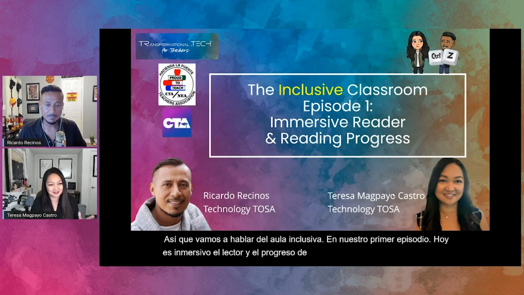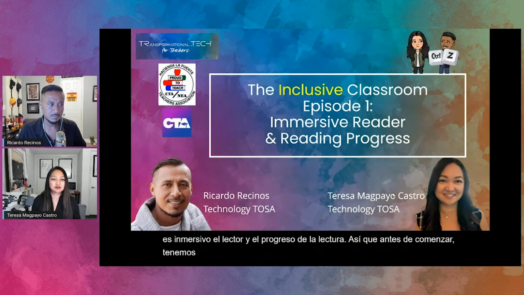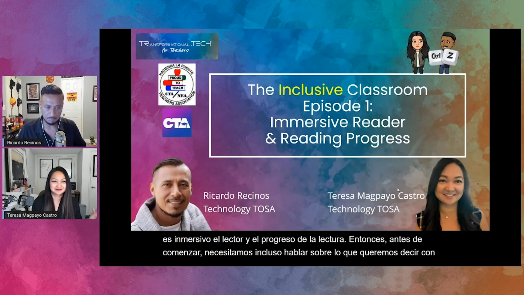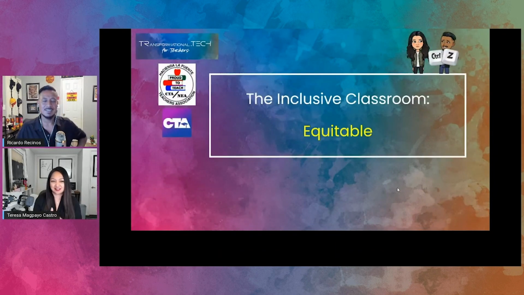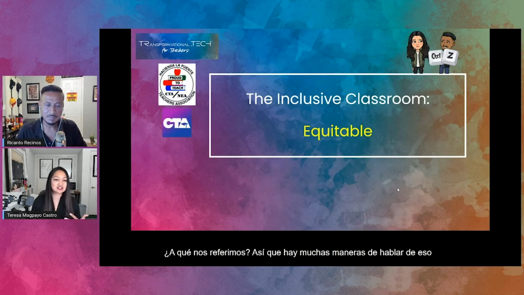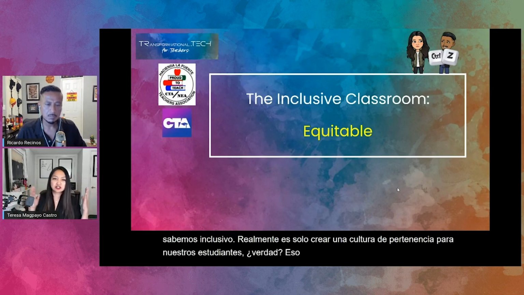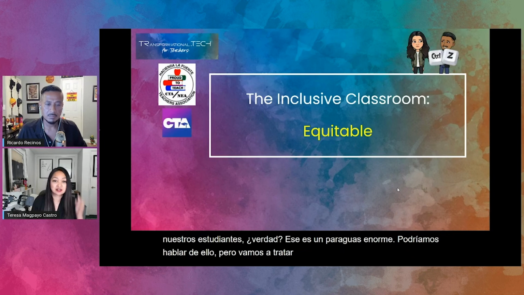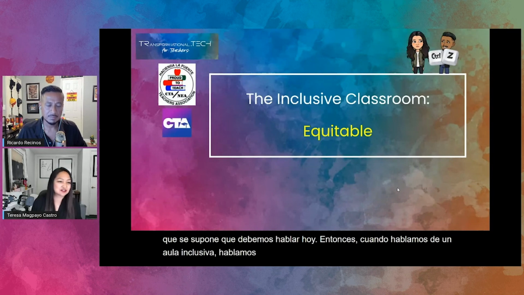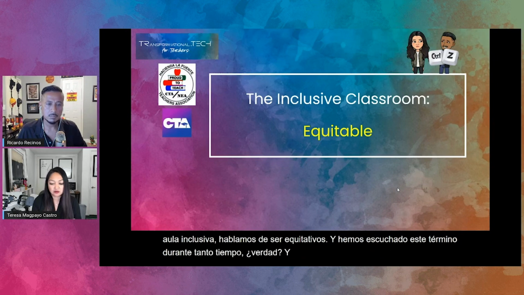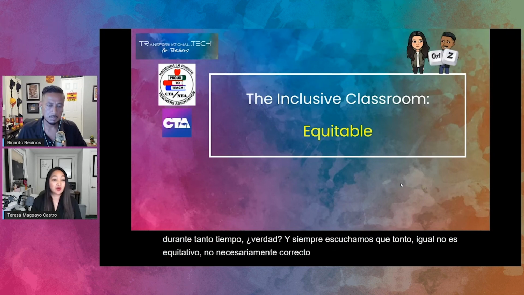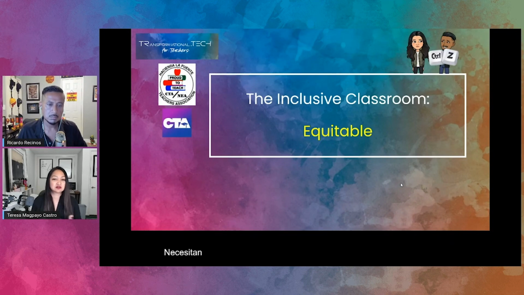So before we even begin, we need to talk about what we mean by the inclusive classroom. There's a lot of ways to talk about that. We know inclusive is really just creating a culture of belonging for our students, right? That's a huge umbrella, but we're going to narrow it down so we can stick to what we're supposed to talk about today. When we talk about an inclusive classroom, we talk about being equitable. We always hear that equal is not equitable. Equitable means that you're giving students what they need, and lots of students need different things.